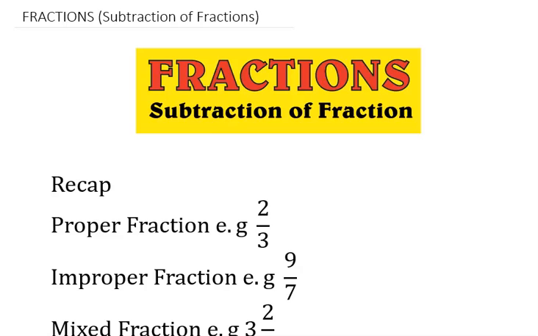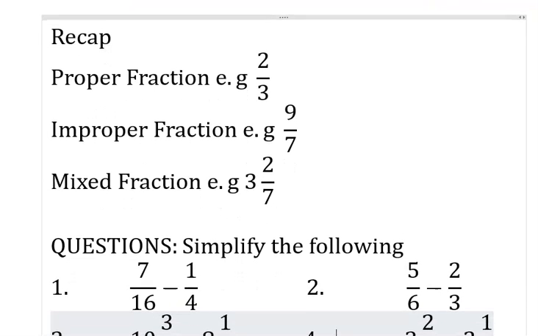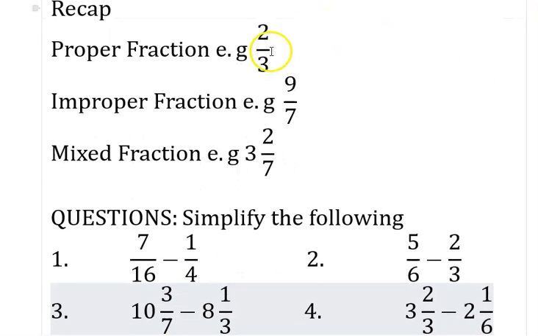But a quick recap: we need to know that we have three types of fractions: a proper fraction, an improper fraction, and a mixed fraction. If we are able to understand these facts, it will go a long way to help us when subtracting fractions. A proper fraction, if you can still recall, is when the numerator is less than the denominator. An improper fraction is when the numerator is greater than the denominator. But a mixed fraction is having a whole number with a proper fraction by the side. It is very key we understand this.